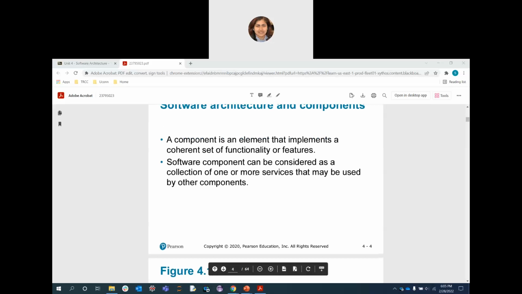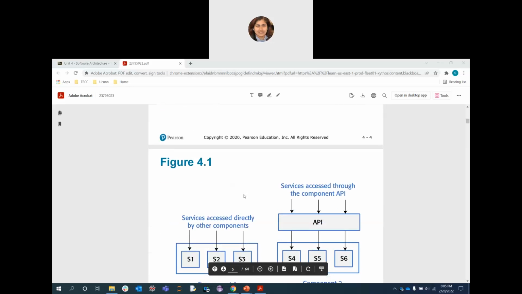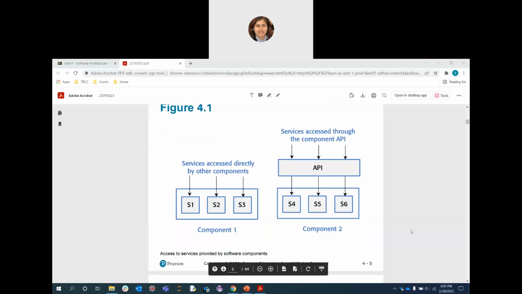Let's look into this figure, which gives us an architecture of software components and how they are related to each other. The best way to think of a software component is as a collection of one or more services that may be used by other components. So these are three different components, and all the services are accessed directly by the other components.